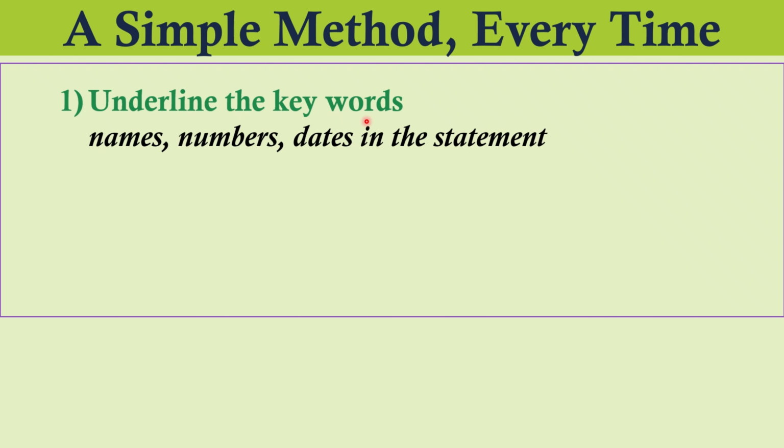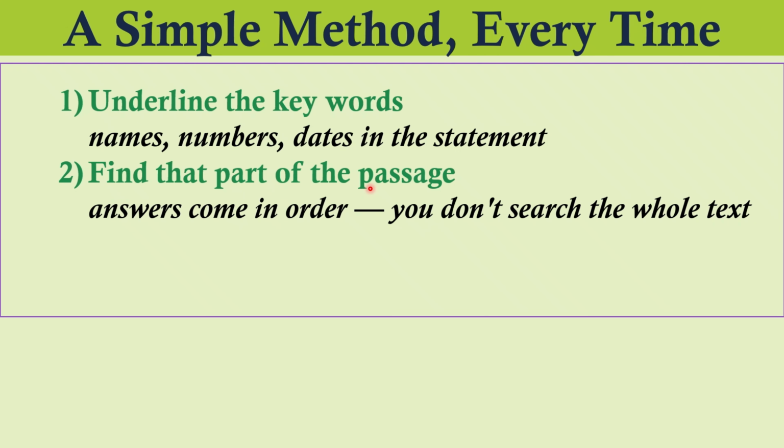Here is a simple method you can use every time you answer a true, false, not given question. Step 1. Underline the keywords in the statement. For example, names, numbers, dates, or other important details. Step 2. Find the relevant part of the passage that discusses those keywords. Remember, the answers usually come in order, so you don't need to search the entire text from beginning to end.